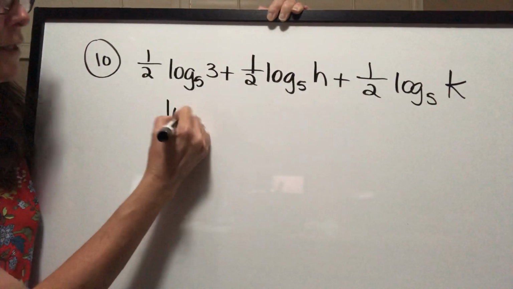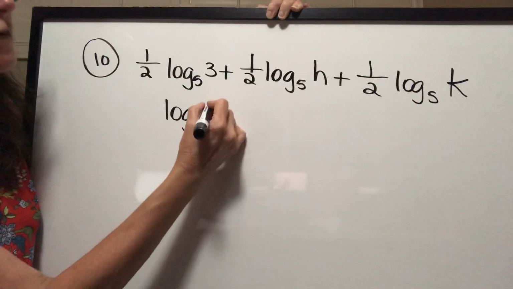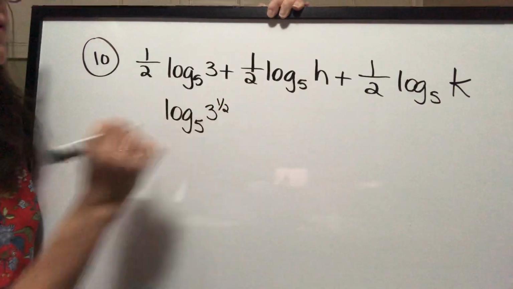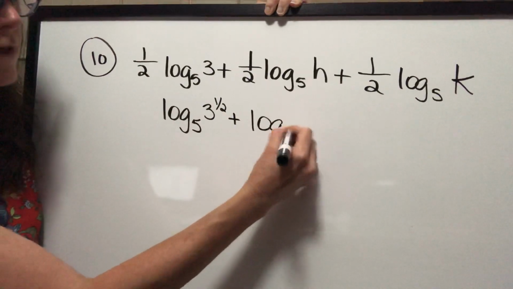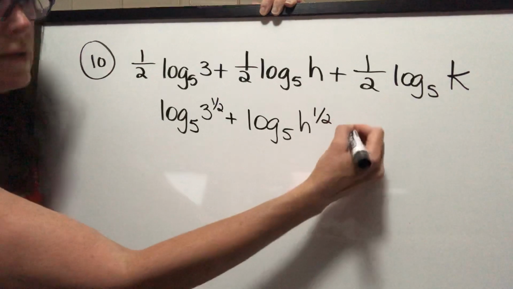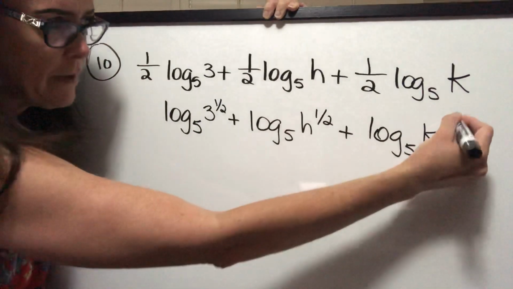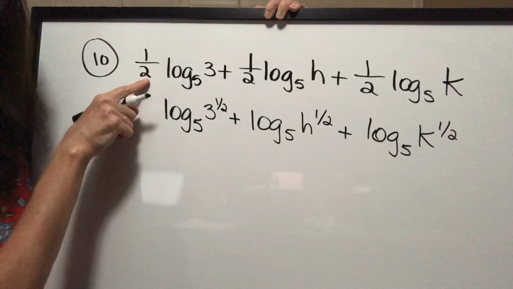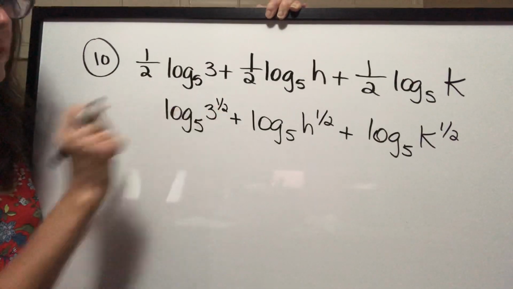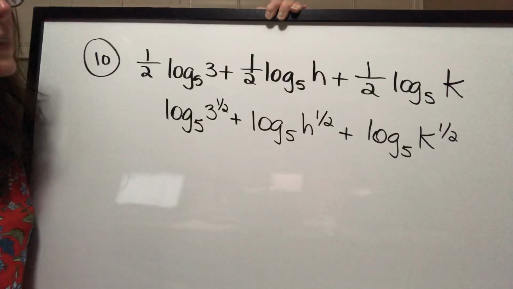So the exponent would still be log base 5 of 3 to the half power. And in each case, same thing: log base 5, h to the half power, and then log base 5, k to the half power. All I did so far was take the half that was multiplied earlier and use it as an exponent instead. That is the power property of logs in reverse.